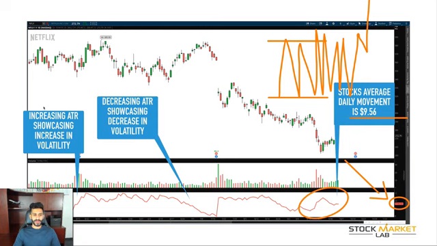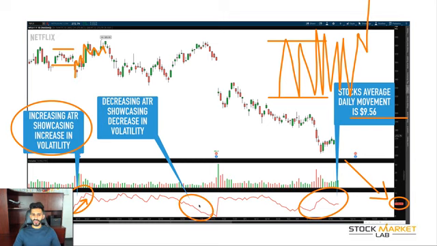Now, if you take a look right here, an increasing ATR is showcasing an increase in volatility. As the ATR is increasing, it's showcasing that the daily price movements are getting larger and larger compared to the past. So look at the candles here. Very small, which is why the ATR goes down, showcasing not a lot of activity happening. And then once the ATR shoots up, it's showcasing more and more activity. And you guys can see that.